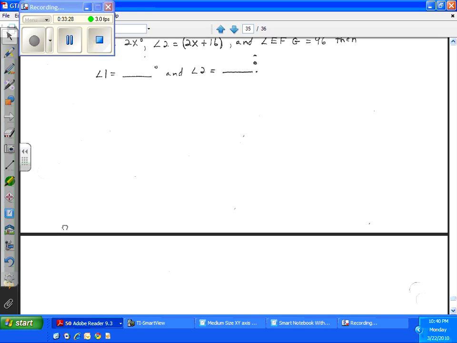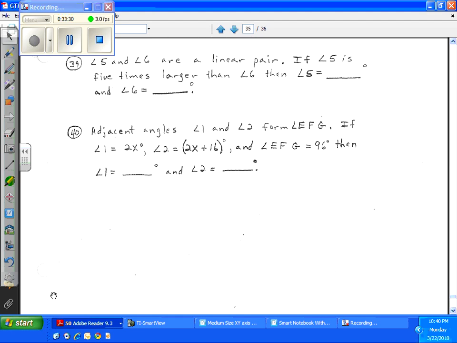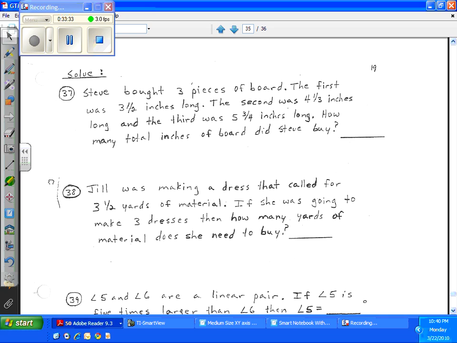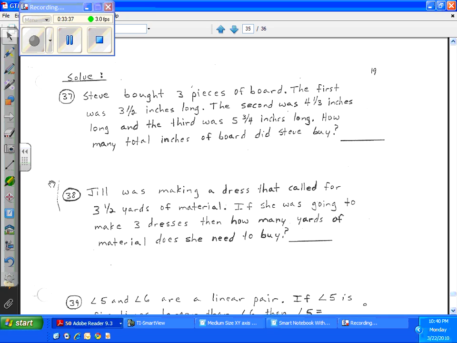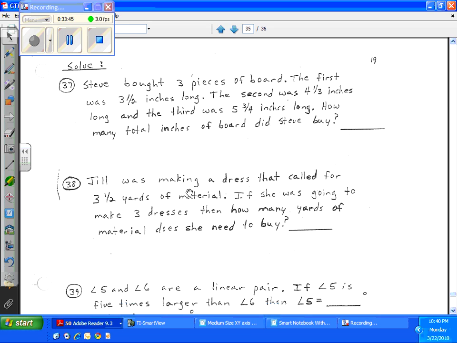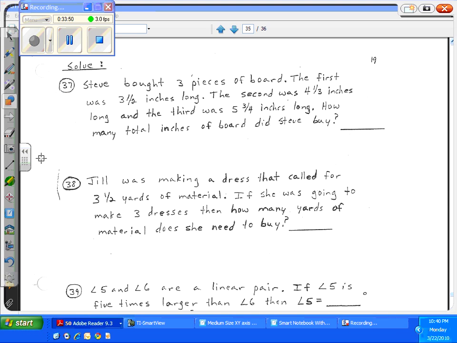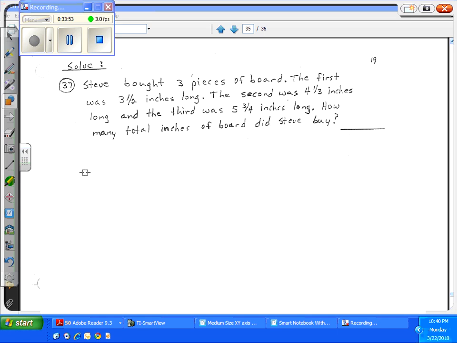And then we have some word problems at the end. And again, we're going to approach these word problems the way we did in the Algebra 1 book when it's big fancy word problems. If it's not, then we'll approach them just from a common sense standpoint, I assume. Steve bought 3 pieces of board. The first was 3.5 inches long. The second was 4 1/3 inches long, and the third was 5 3/4 inches long. How many total inches of board did Steve buy?